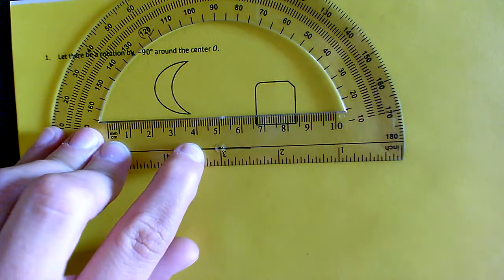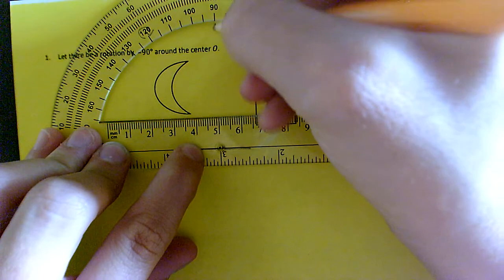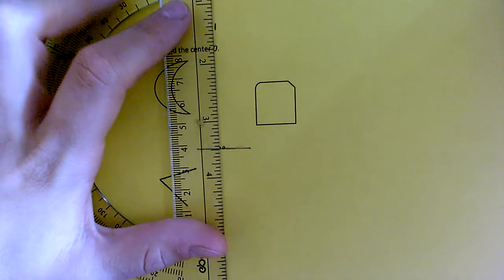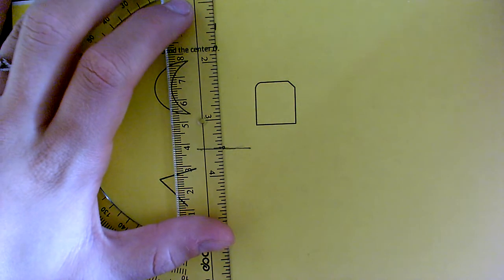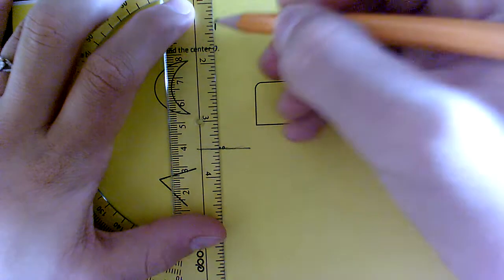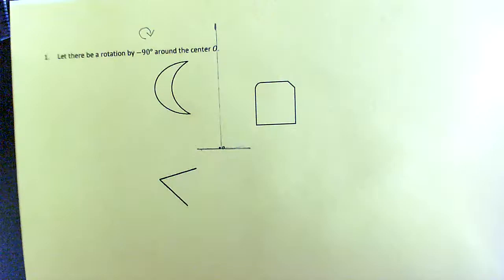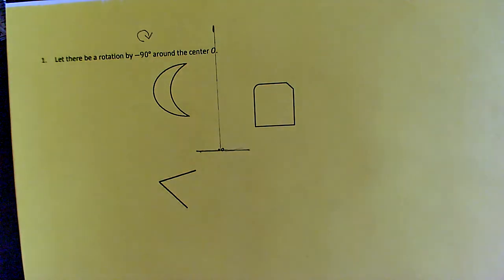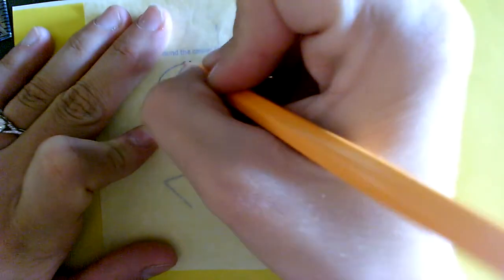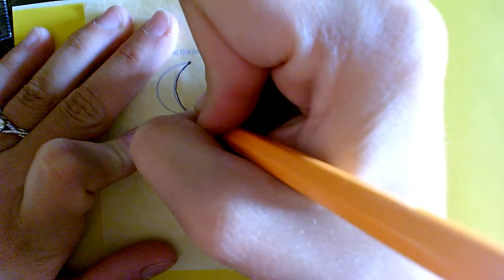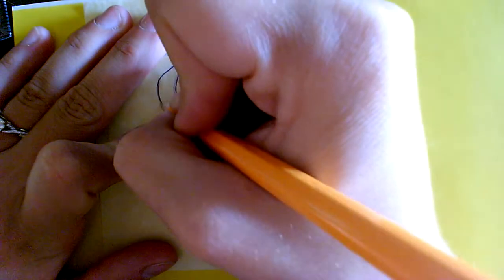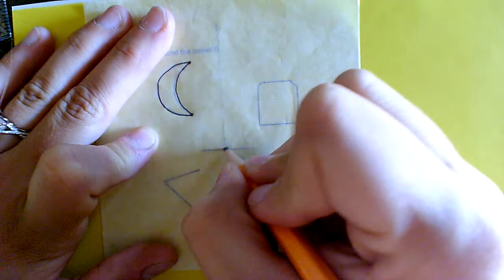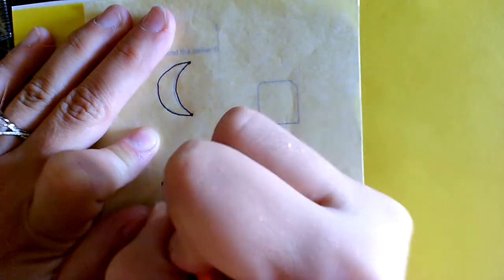Then we're going to create a mark at 90 degrees. And we're going to draw a line connecting center O and the mark that we just created. Now that that's all on my paper, I'm going to take a piece of tracing paper and I'm going to make sure that I draw all of my shapes. O with the line through it.